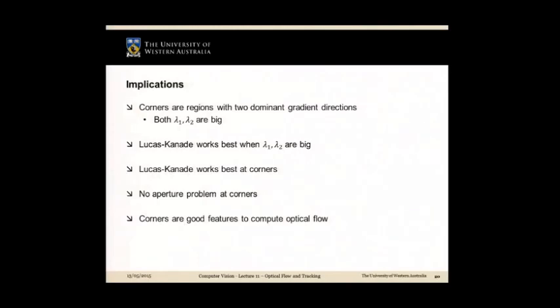Why? Because corners are regions with dominant gradient directions. We have different gradient directions in that particular case, at least two gradients, right? So we can easily find the actual direction of motion, or the optical flow. The corners are good features to compute optical flow.